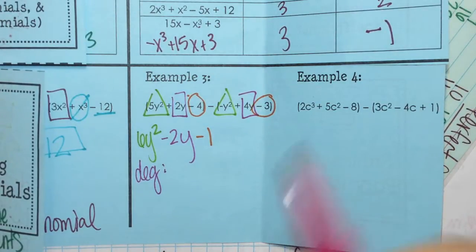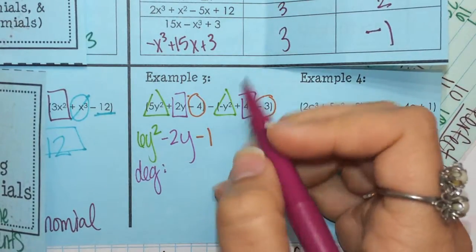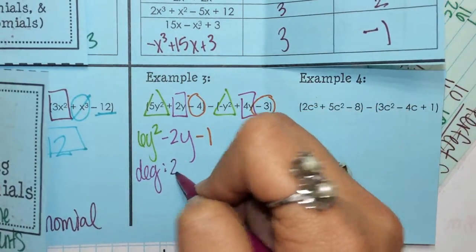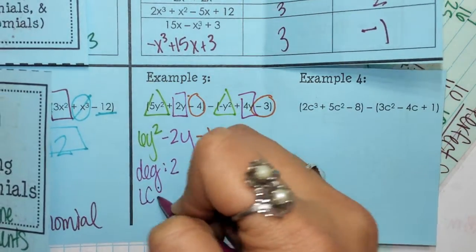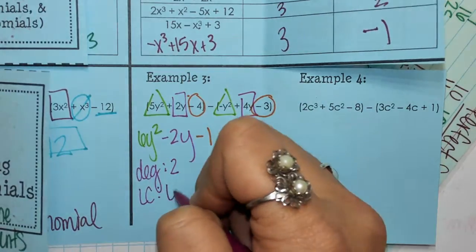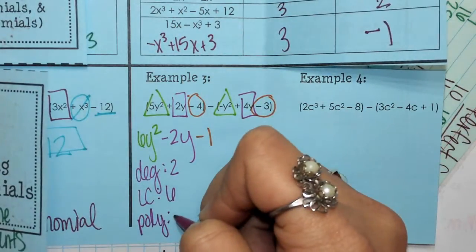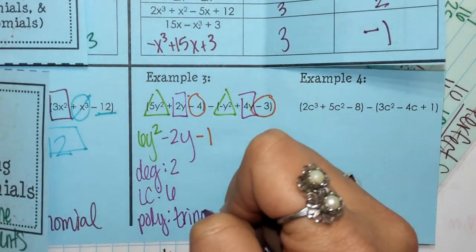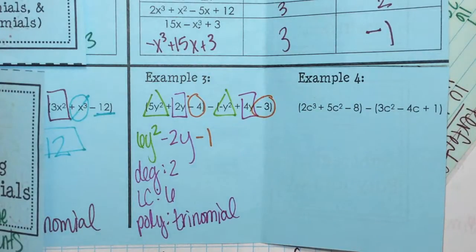All right, Troy, what's the degree? 2. Thank you, Troy. All right, and what's the leading coefficient? And what kind of polynomial is it? Right, a trinomial. Why is it a trinomial? Because it has 3 terms. All right, can you do example 4?